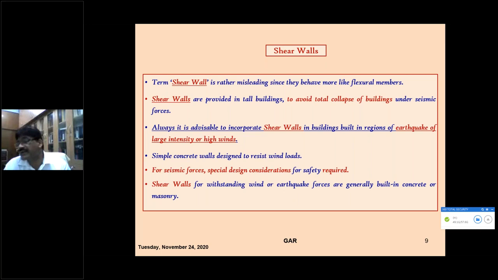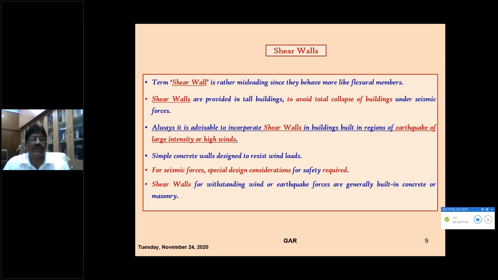In the case of particularly earthquakes of large intensity, or say windstorms, like 270, 300 kilometers per hour, or earthquake force like in zone 4 or zone 5, it's very huge force. Maybe an ordinary column system may be expensive. Therefore, in such cases, to take care of the inertia force and to take care of the gravity load, the shear walls will have an important role.